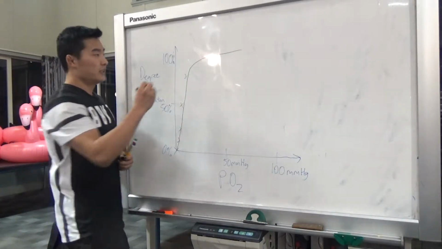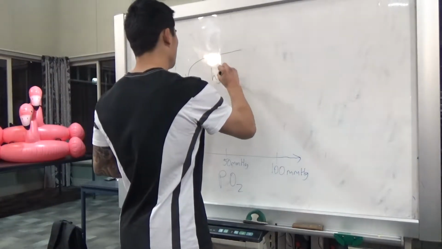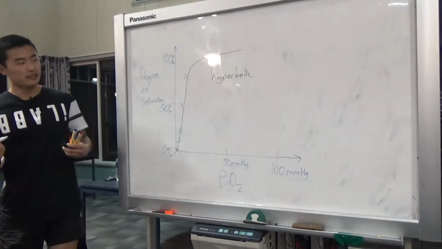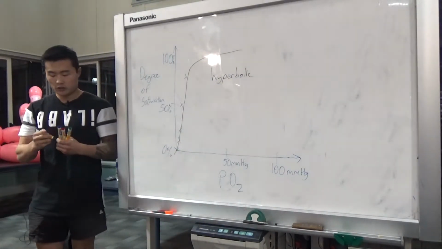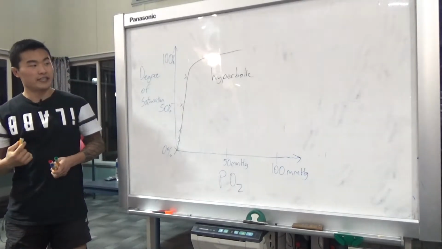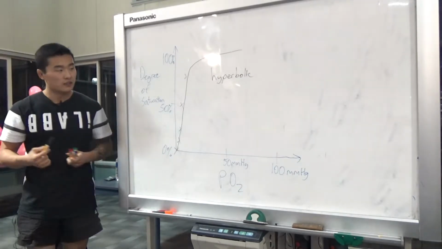Yeah, so this curve here is hyperbolic. Okay, and that's very important to remember, the shape of your curve. And you always get a hyperbolic curve if there's no cooperativity.